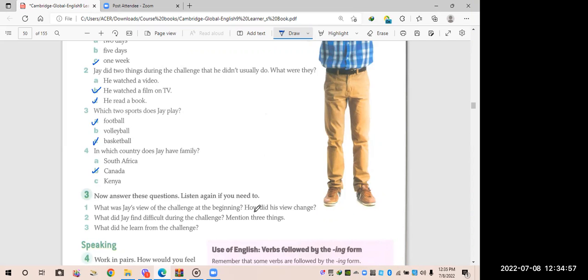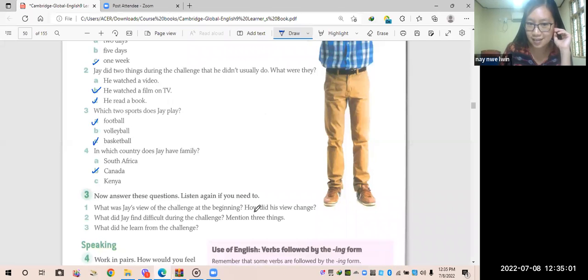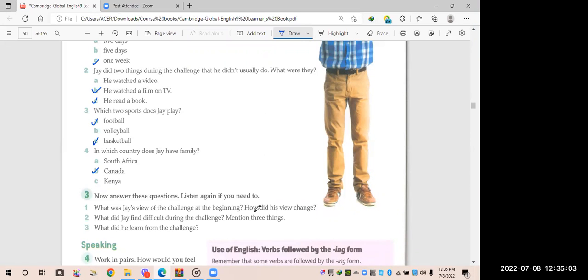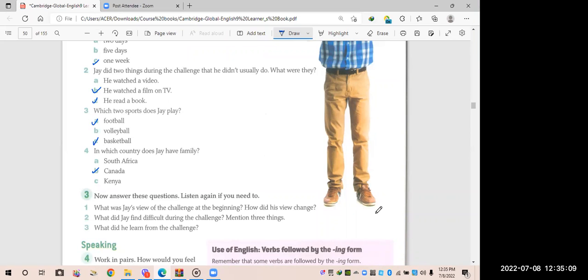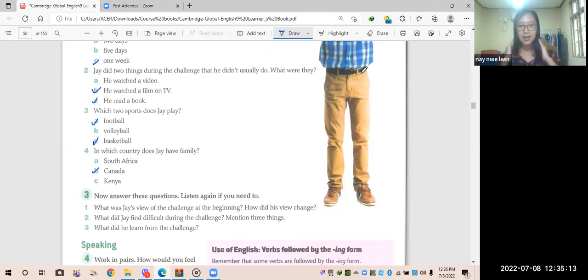Like he can live without phone, and phone is kind of important for him. Okay, so that's it. Yes, Chair. Okay, so the main things that he learned from this challenge is that he can be more aware of the time spent, how he spent the time, and then he can have more self-control. So that is the answer for number 3.